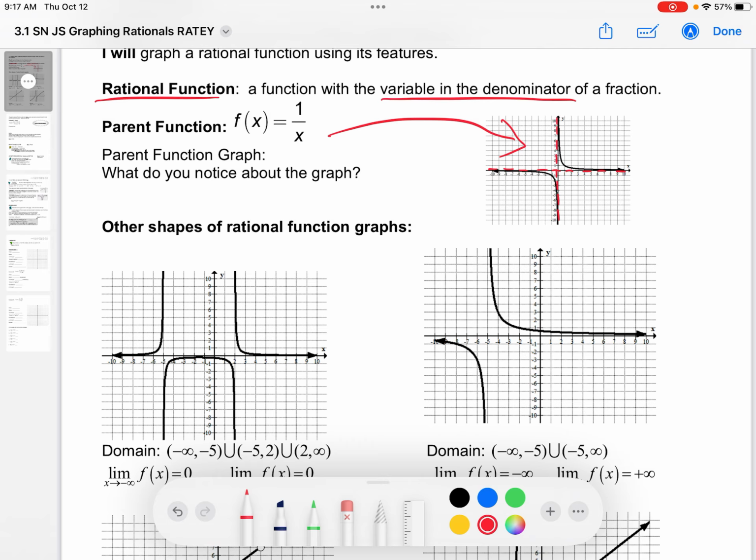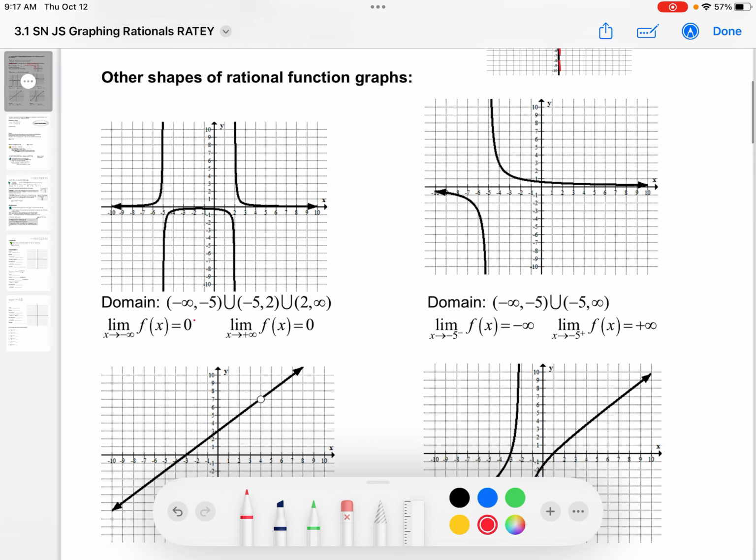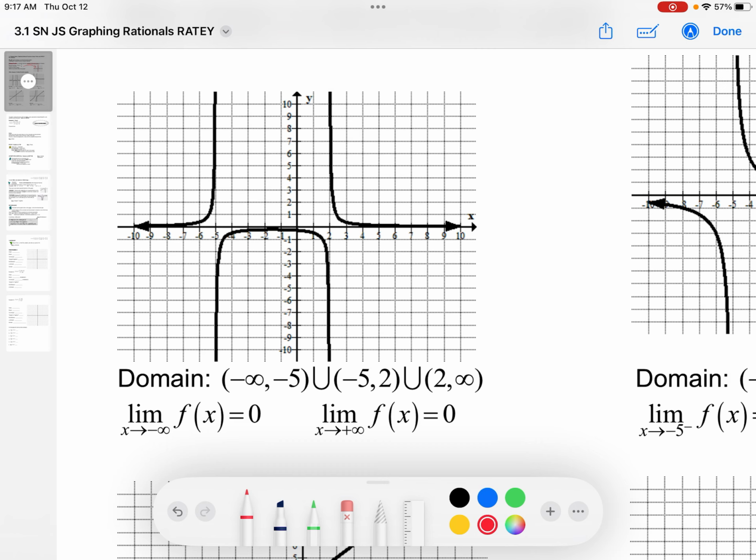So if we look at a few other shapes that rational functions can take, if we look at this first one, it's in 3 parts. And again, thinking about asymptotes, we've got a vertical asymptote here at -5. And we have another vertical asymptote at x equaling 2. And it also has a horizontal asymptote at y equals 0. So our graph will approach those lines, but it won't cross those lines.